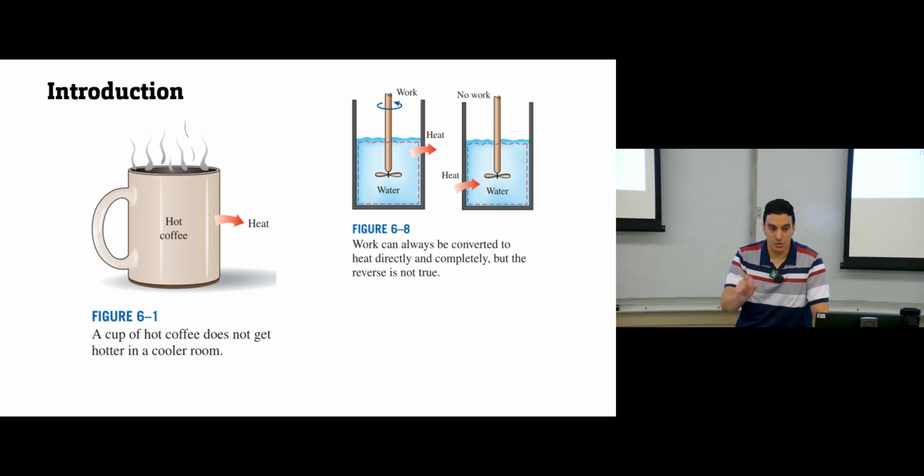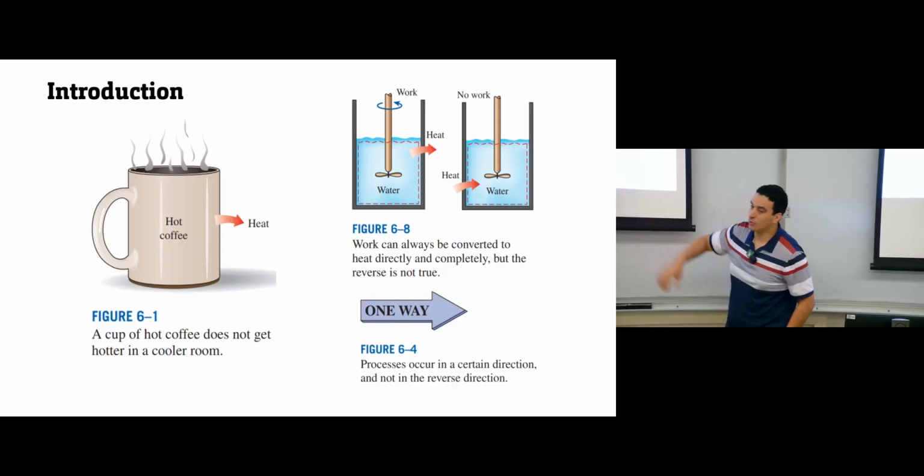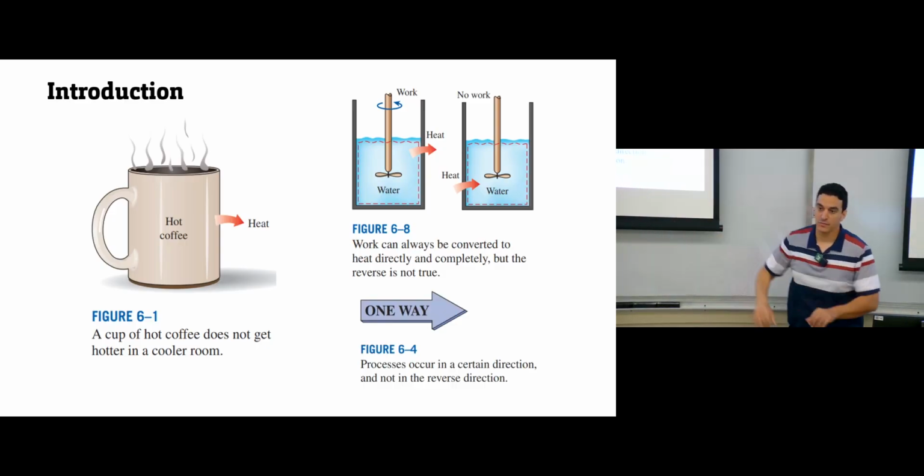Okay? So this is one of the shortcomings, or rather this is an incomplete picture of what the first law of thermodynamics is describing. The problem is, the first law of thermodynamics doesn't have limitations or restrictions on the energy transfer or the energy conversion from one form to another one. But in reality, a process can occur only in a certain direction.